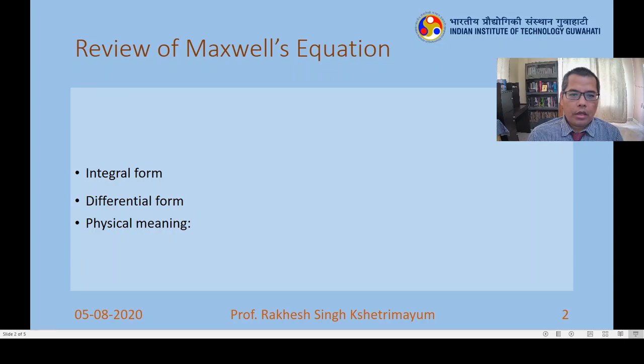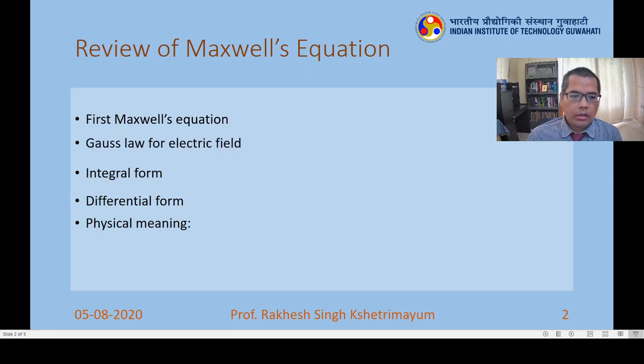So in the first class we'll be discussing the Maxwell equations. Maxwell's equations, the four most powerful equations in electromagnetic field theory. We'll try to understand the Maxwell equations in integral form, differential form, and also try to understand the physical meaning behind all these Maxwell equations. And in order to understand advanced electromagnetic field theory, you need to understand these Maxwell equations completely, thoroughly. So let's start with the first Maxwell equation.